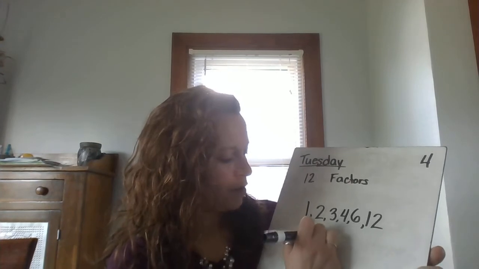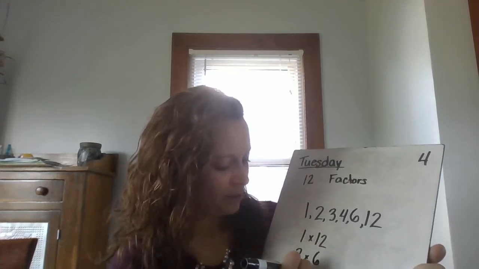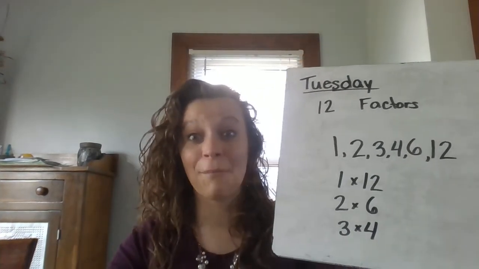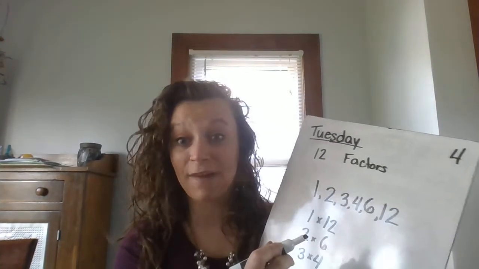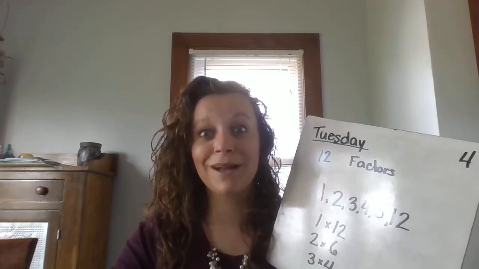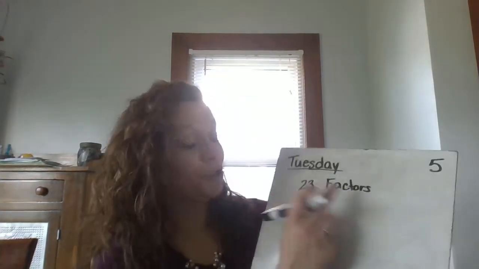If you don't like to write them this way, guys, do it the other way. 1 times 12, 2 times 6, 3 times 4. We've got 6 factors to the number 12. It doesn't ask you this, but we know because there's 6 factors, would 12 be prime or composite? It would be composite. So number 5 asks us to list the factors of 23.